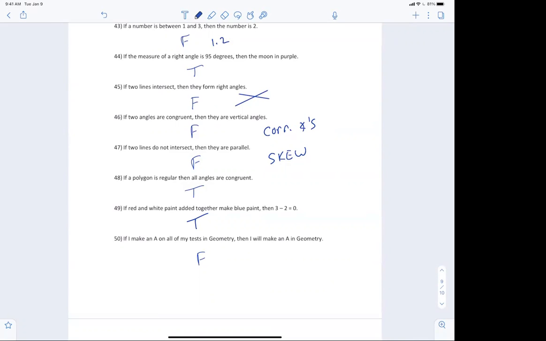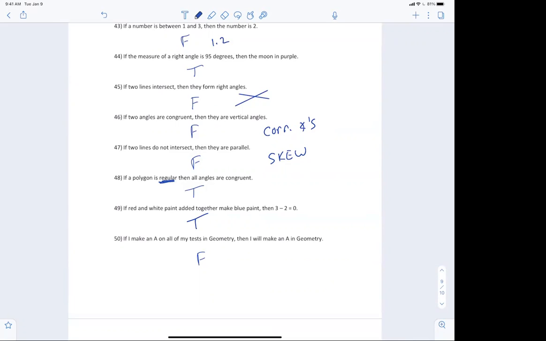Why is 40 true? What does regular mean? I don't know. Well, you just have to look up regular. Regular means all sides and angles are congruent.